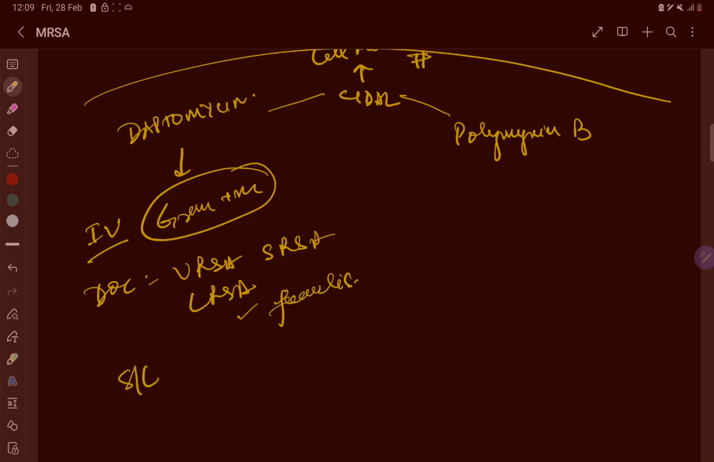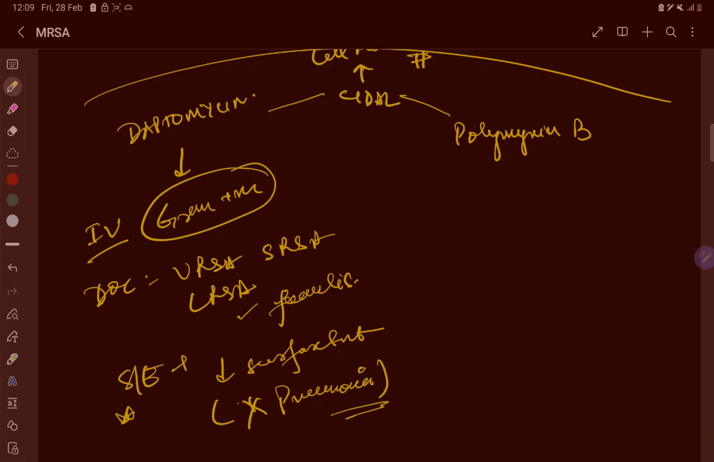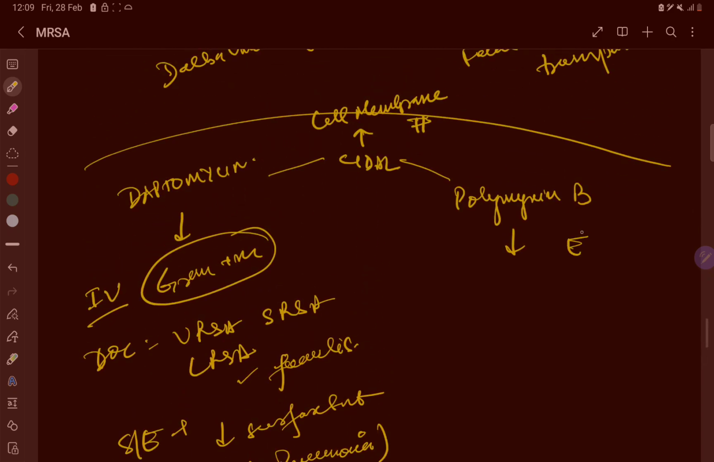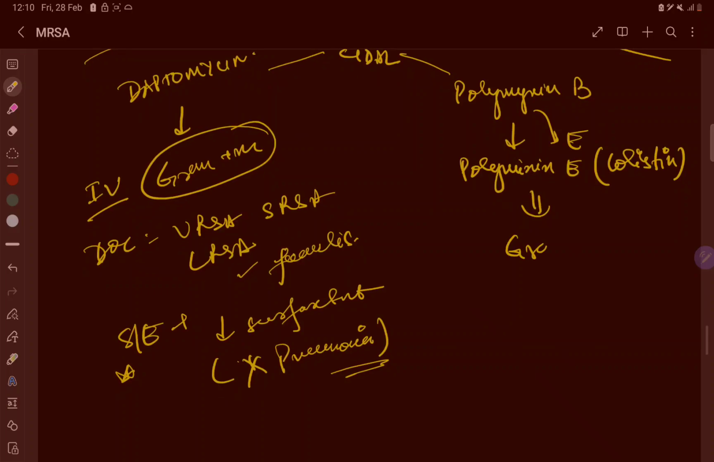Okay, the side effect is it decreases the surfactant, so not given in pneumonia patients. Not effective. It decreases the surfactant. ठीक है, degrade करता है उसको. In polymyxin B, and there is something called polymyxin E. Okay, so polymyxin E is nothing but colistin. Polymyxin E is colistin. It is for gram negative, basically.